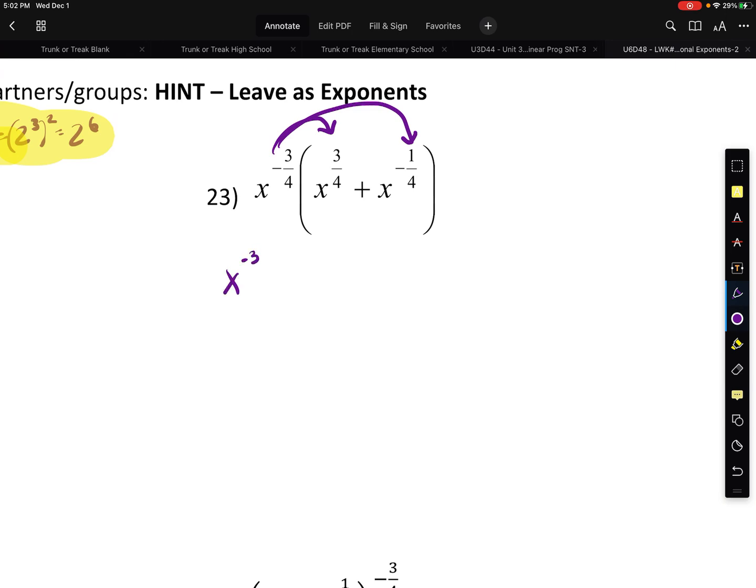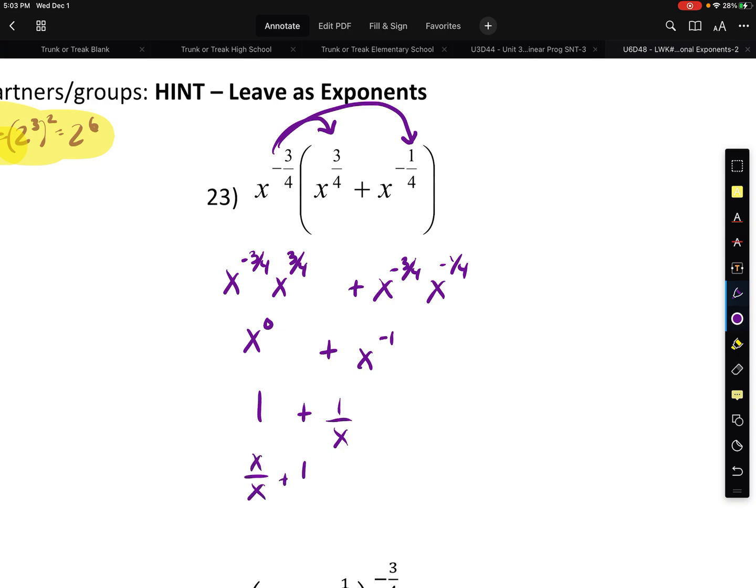So we have x to the negative 3/4 times x to the 3/4 plus x to the negative 3/4 times x to the negative 1/4. Right, so we distribute, which means we multiply, but since the bases are the same, we add the exponents: x to the 0 plus x to the negative 1. Really we got 1 plus 1 over x. That's kind of the final answer. If we want to take it a step further, common denominator, x plus 1 over x is the absolute best answer. All right, this problem gets people.